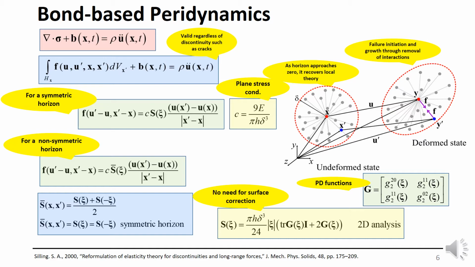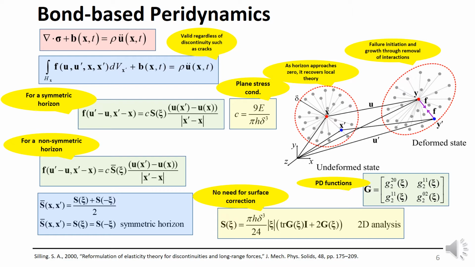Okay. So this matrix S is expressed in terms of peridynamic functions. This matrix G is expressed in terms of peridynamic functions and based on the peridynamic differential operator. And so basically these peridynamic functions only involve the geometric position of x with respect to x prime. And there's no need for surface corrections that you are normally familiar with in bond-based peridynamics.